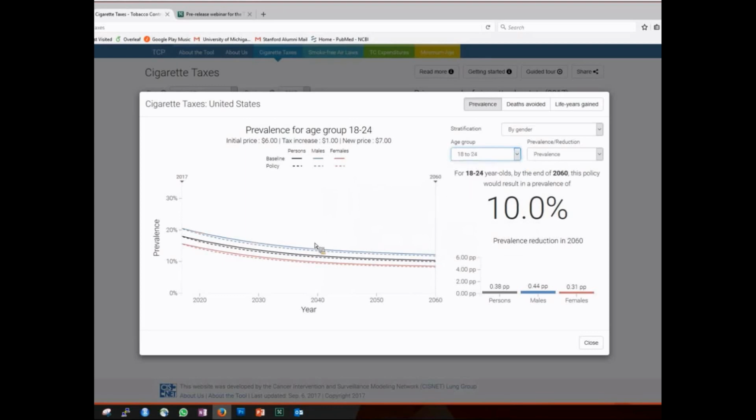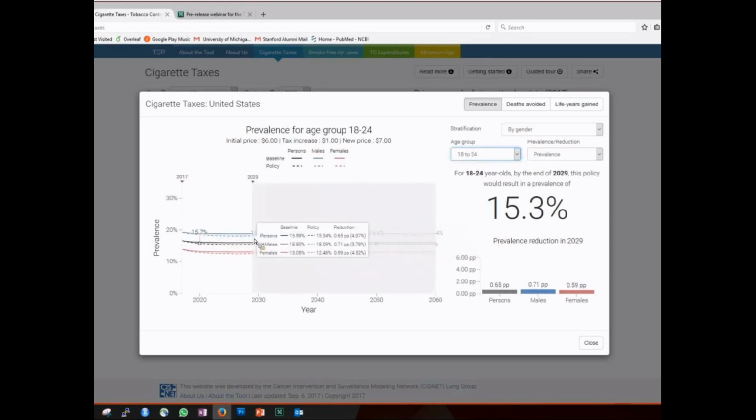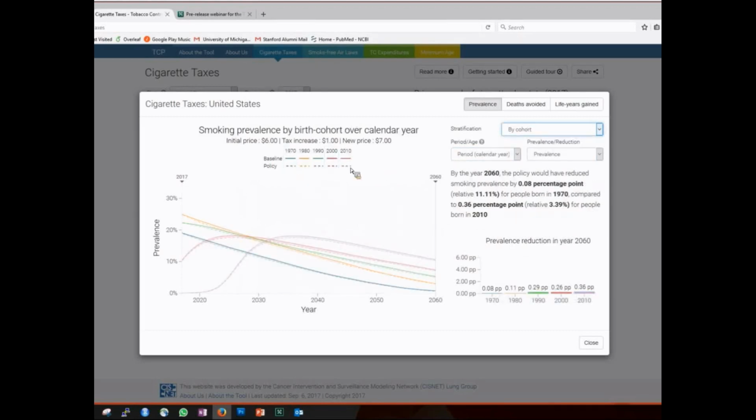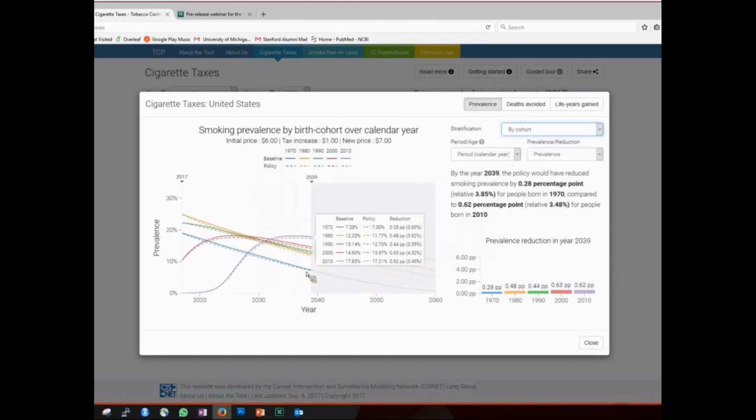So here we are looking at ages 18 to 24, and you get the same information for males and females with detailed information for each year. We can also look at things by cohort. You can look at smoking prevalence for more recent birth cohorts, so this is the 2010 birth cohort, and then for earlier birth cohorts, people born in the year 1970. And we have charts on the right that update with information.